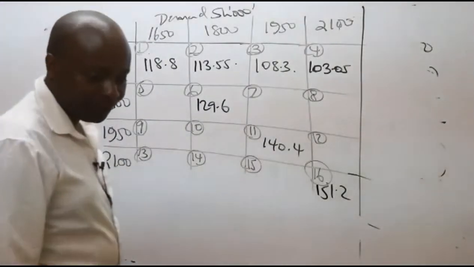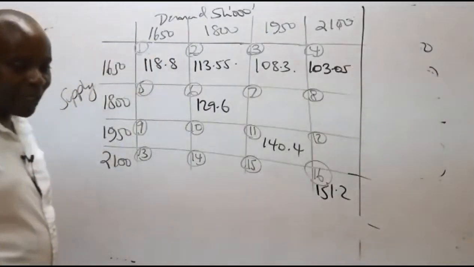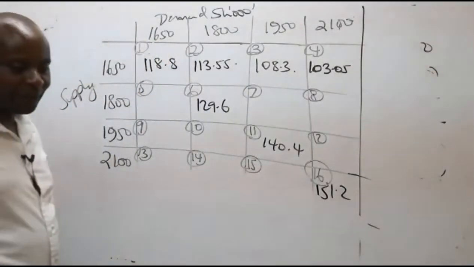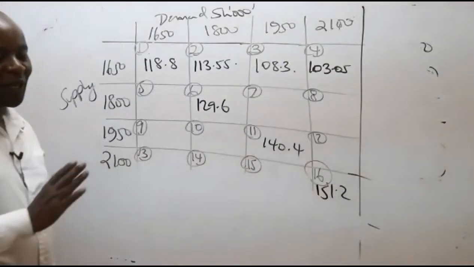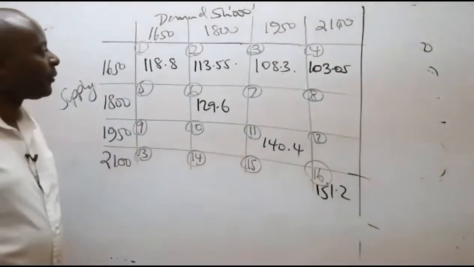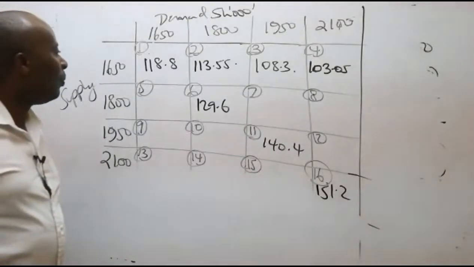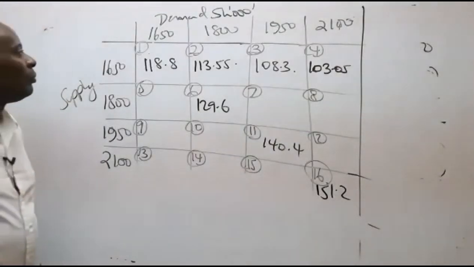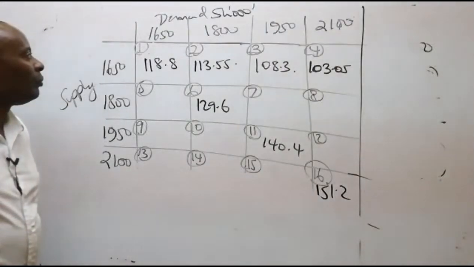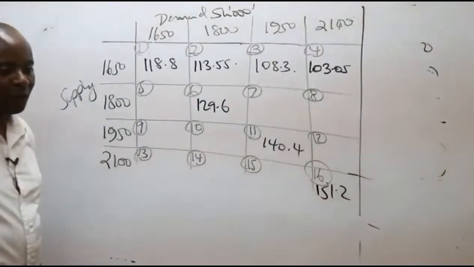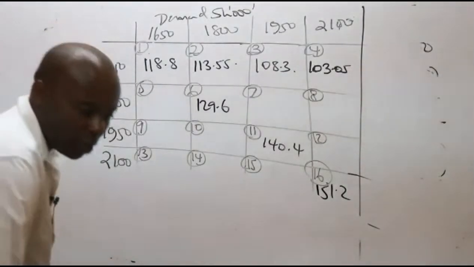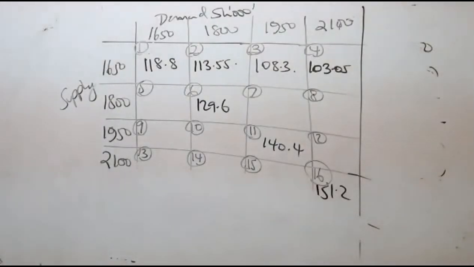Cell number 5, already Lokai has gotten it. I'm waiting for you to give me the profit of cell number 5. Please give me the profit of cell number 5. Talk to me. Cell number 5, what do we have?